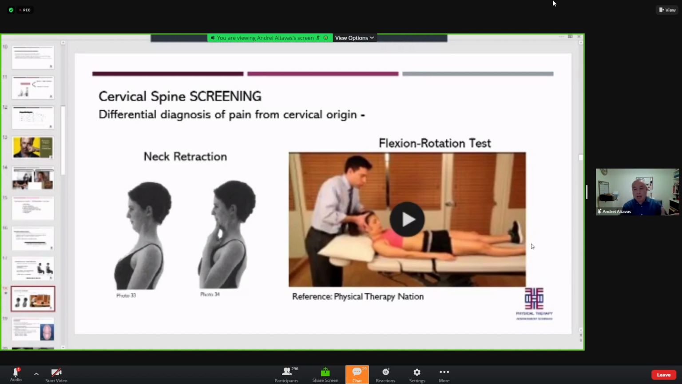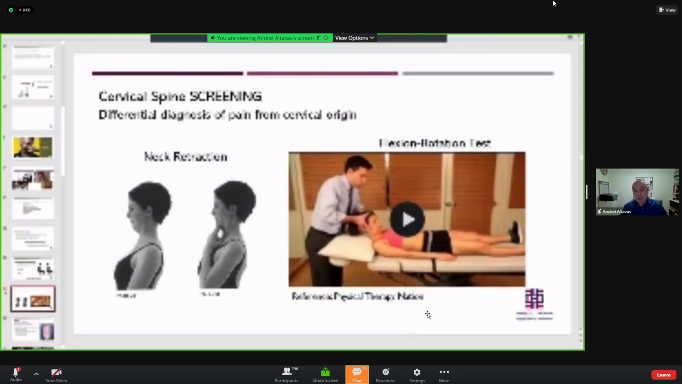Now, I'm just going to go ahead and continue to the next screening test that I usually do for patients with pain in their TMJ or facial region. I think some of you are probably familiar with the flexion rotation test for cervicogenic. I'll make use of this with proper reference to Physical Therapy Nation, but I'd like you all to see this, okay? I'm going to play this video right now, again, for the flexion rotation test.